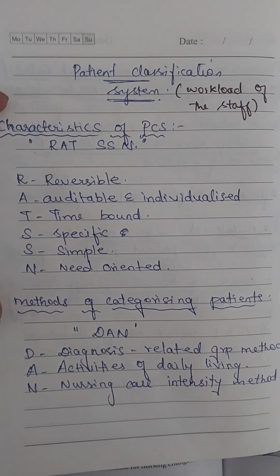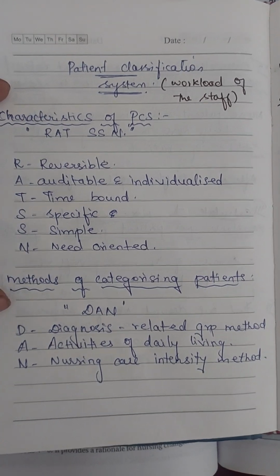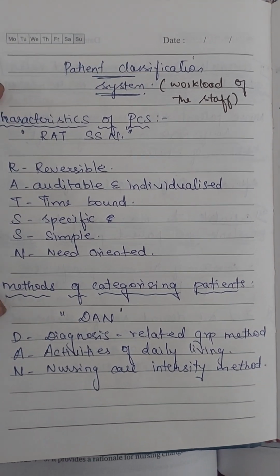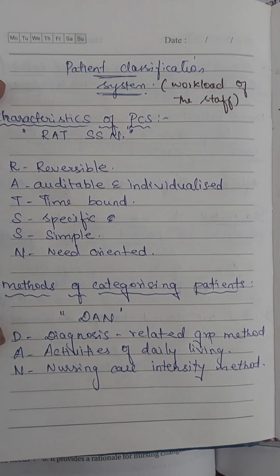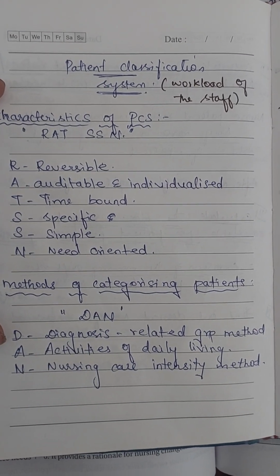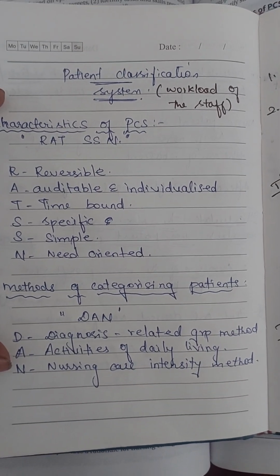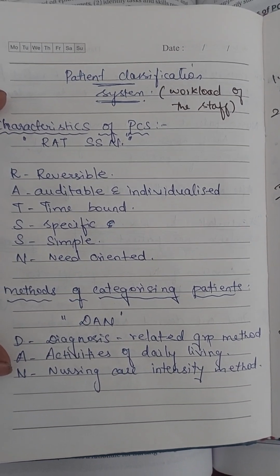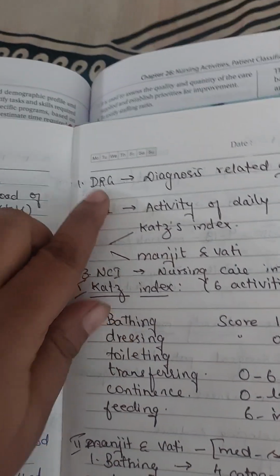So the next topic is methods of categorizing patients. The mnemonic is DAM. D is diagnosis related group method, called the DRG method. A is activities of daily living, ADL. And M is nursing care intensity method, NCI.